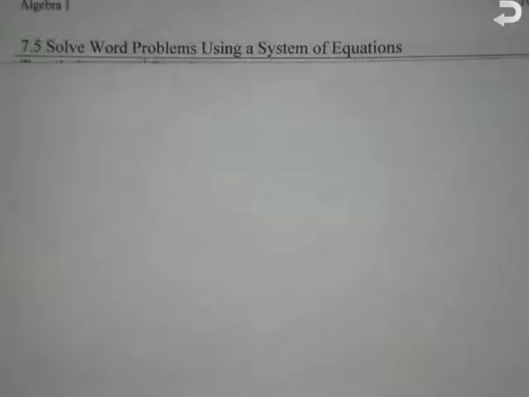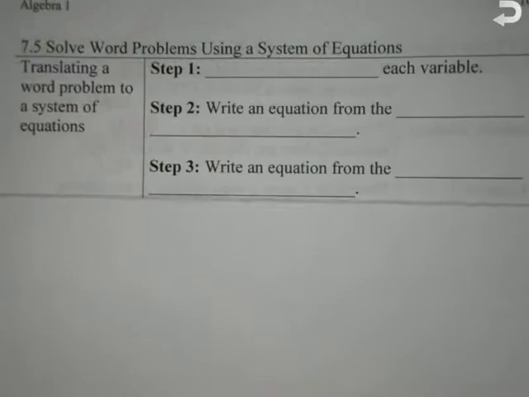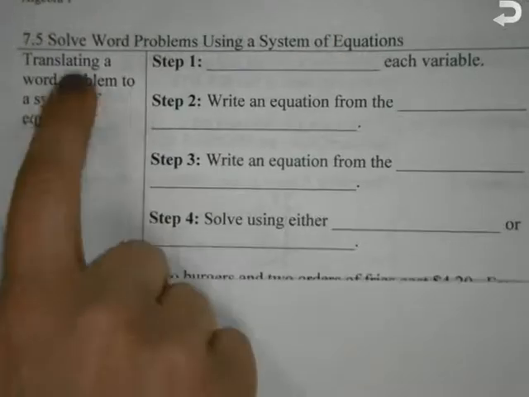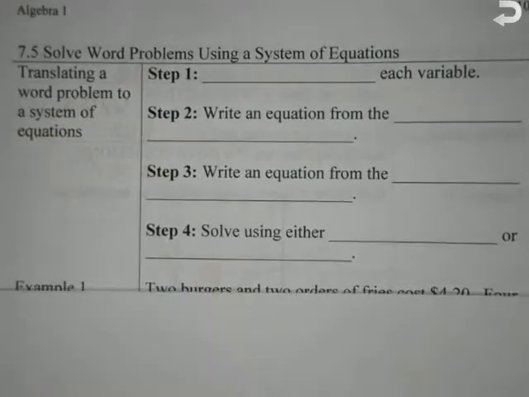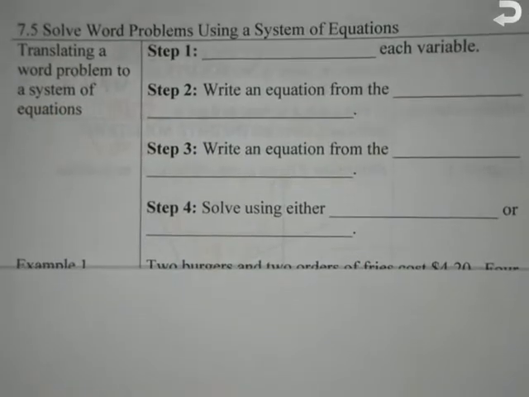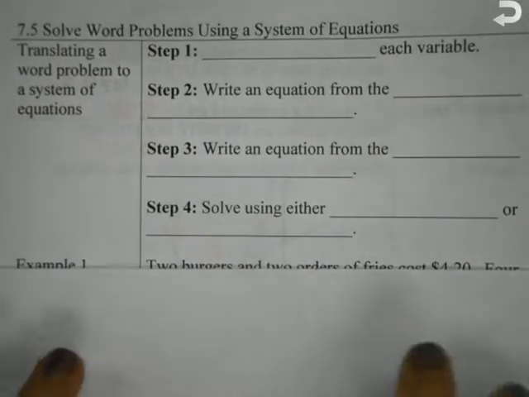So 7.5 is taking everything that we learned so far and putting it into word problems. So there's just an extra step of translating the word problem. Okay? So translating a word problem into a system of equations, the first thing that we have to do whenever we have a word problem is define each variable.